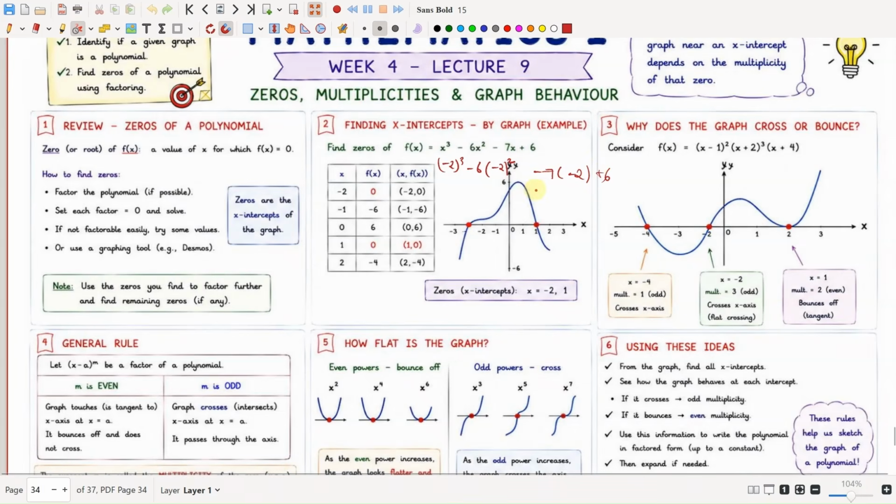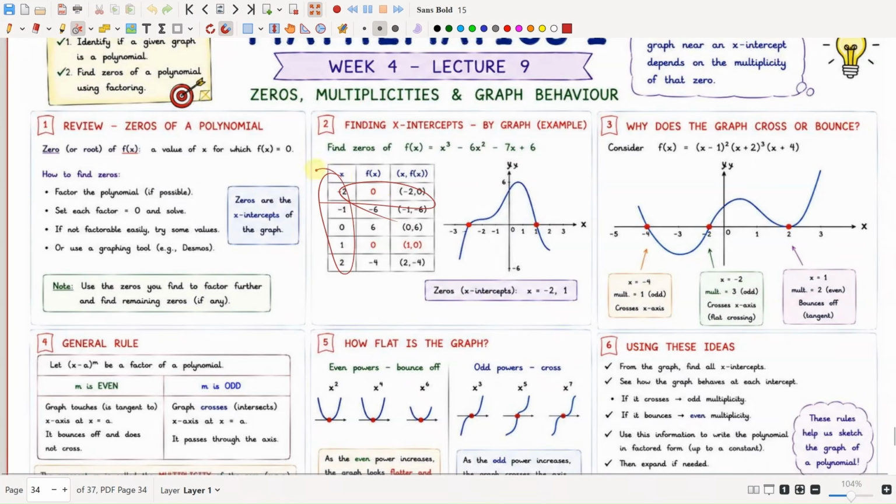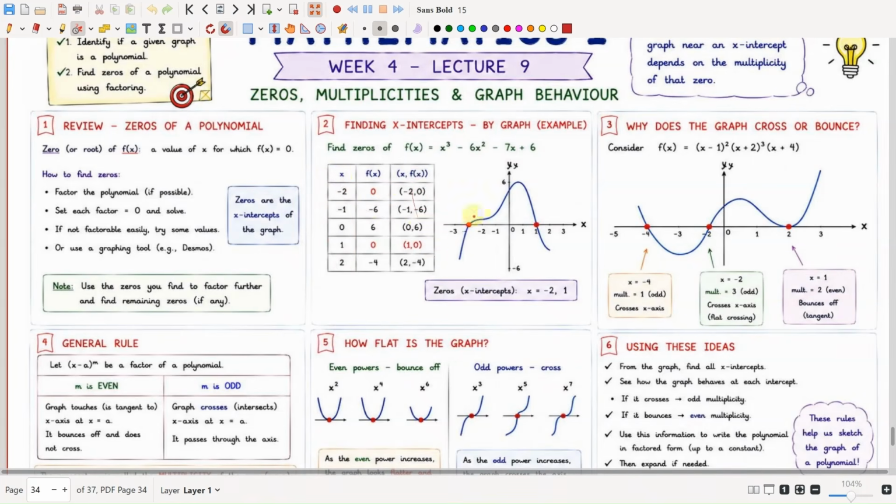Then it will be minus 8, minus 24 plus 14 plus 6. Then it will be 20 minus 24, which will be minus 4. Therefore, minus 8 minus 4 will be minus 12. So you will be getting some points here. You have to substitute each value and get some points. Then you are going to plot the points here and extend the graph.